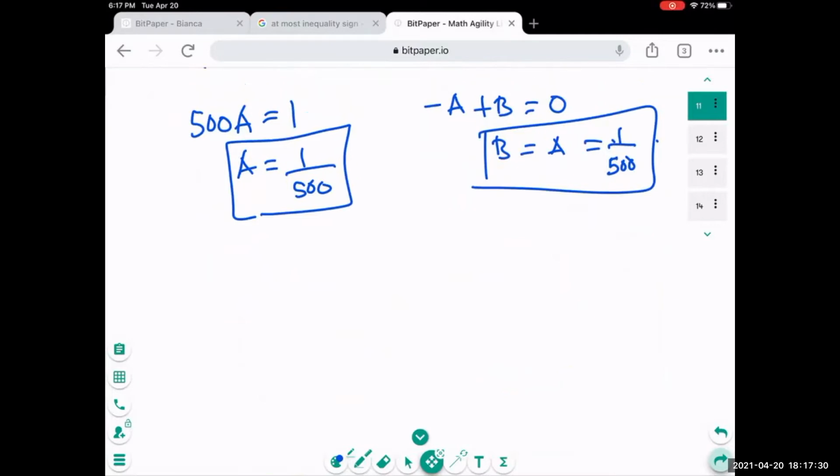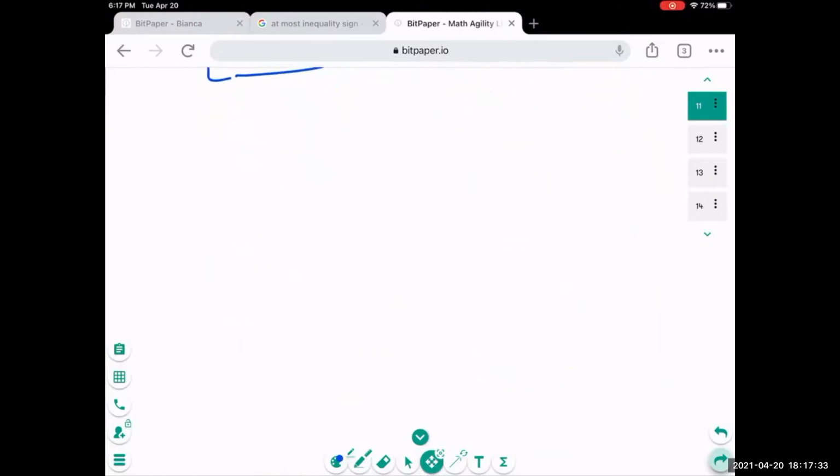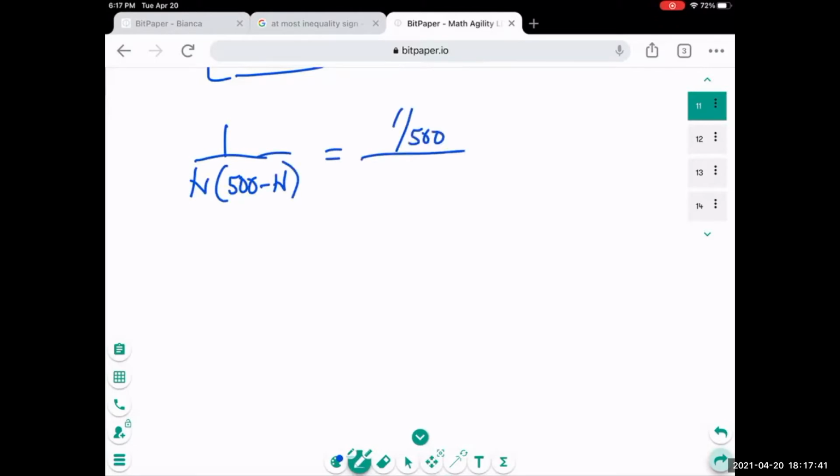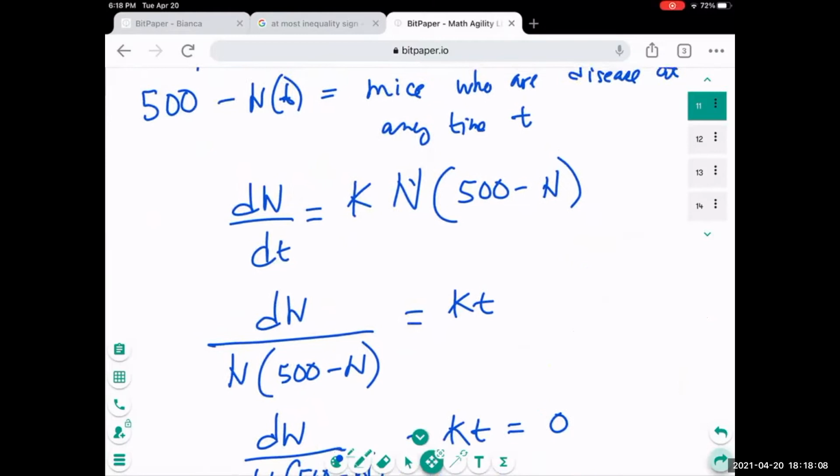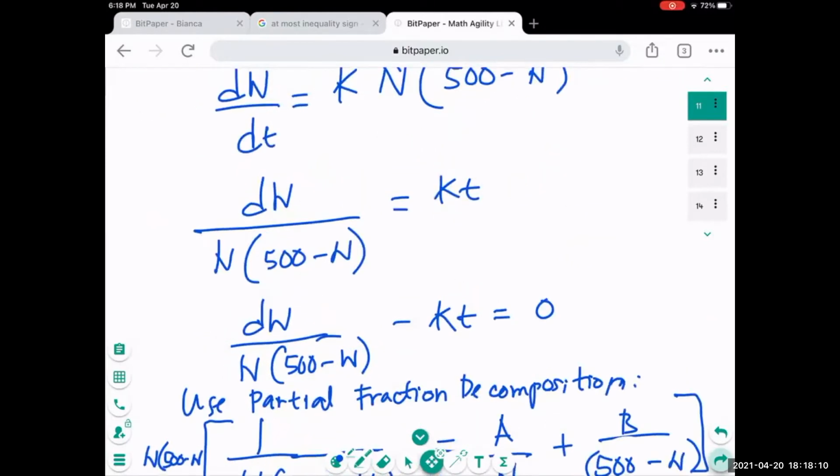Let me write it here. So 1 over n times 500 minus n is equal to 1 over 500 over n plus 1 over 500 again over 500 minus n. Okay? So now let's try to factor out 1 over 500. So from the differential equation, let me show you again. This is our equation, right? So let's say this is equation 1.